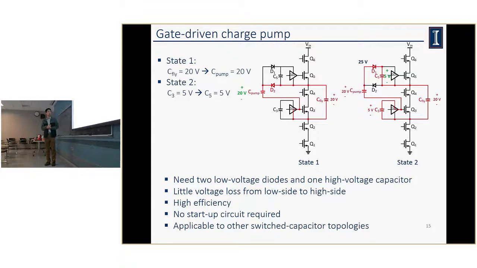So this method has very high efficiency, and also we don't need to have a startup circuit. It can just start up itself. And also, this method can be used for other topologies as long as there is a flying cap connected in between a high side switch and low side switch. So this is not limited to multi-level converter topology only.